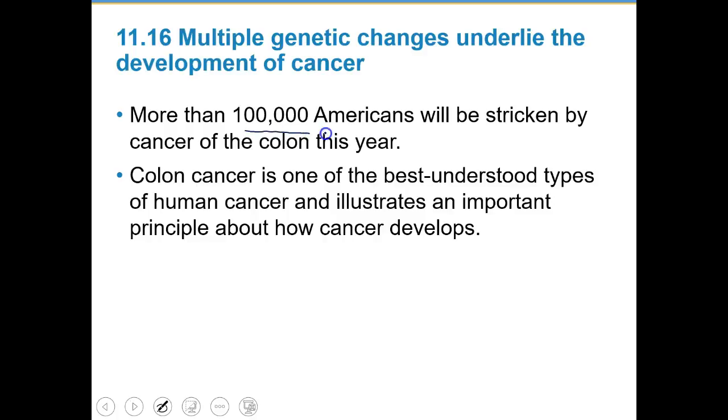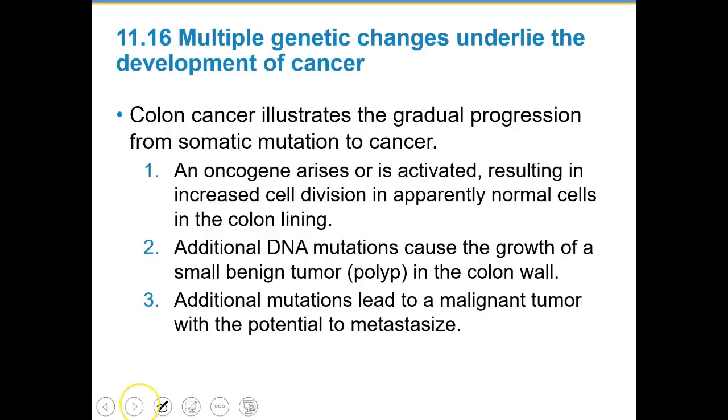So more than 100,000 Americans are stricken by cancer of the colon this year. Colon cancer is one of the best understood types of human cancer and illustrates the principle of how cancer develops. So I really wanted to show you this. We're not going to go into all the details, but there are things called oncogenes, which are cancer-causing genes. We'll have some different mutations that cause growth of a small tumor, and then there will be additional mutations as these things grow and develop, which we'll touch on later whenever we go through the genetics side of things and talk about DNA a little bit more.